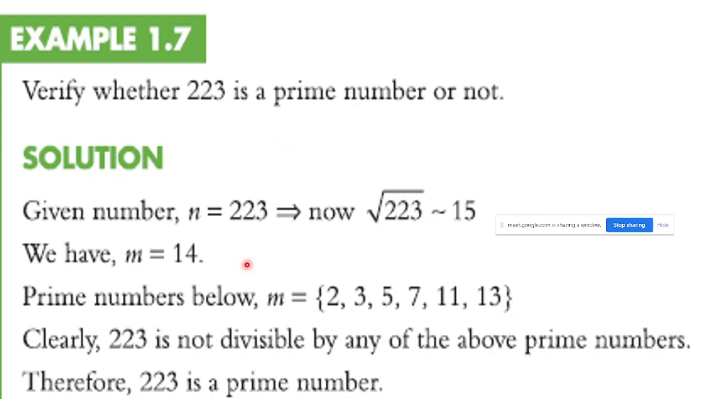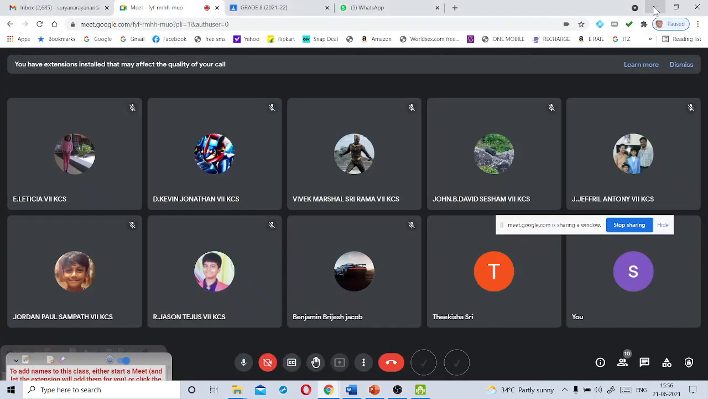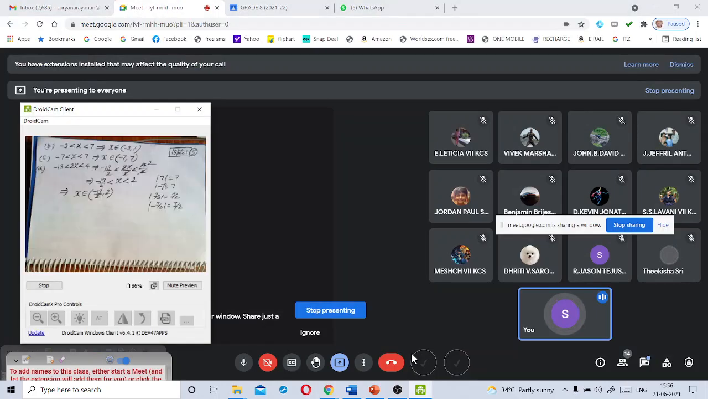Understood this step, my dear children? Understood this procedure? How to check, how to verify a given number, whether the given number is a prime number or not. Yes, sir. Okay, my dear children? Now let us take some examples.